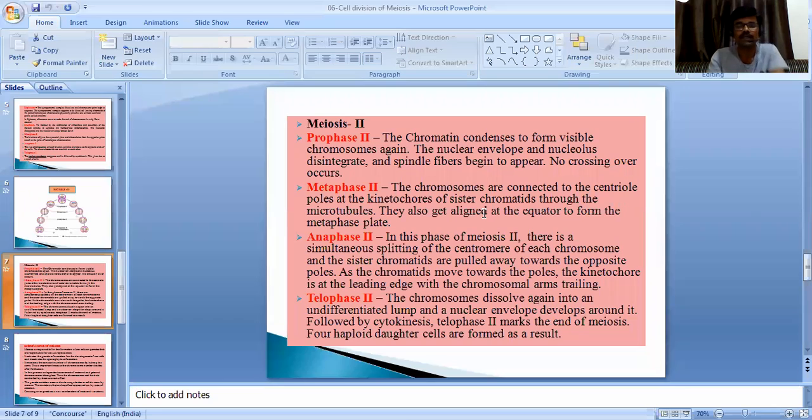The second one is metaphase second. The chromosomes are connected to the opposite poles at the kinetochores of the sister chromatids through the microtubules. They also get aligned at the equator to form the metaphase plate.